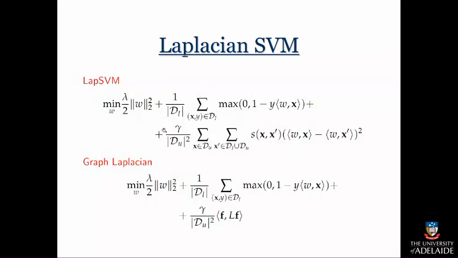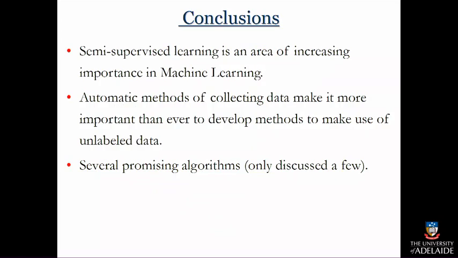And if we rewrite the third term in a compact matrix format, it is just something like this. F is the classification score, and here L is a matrix called the Laplacian matrix. It's calculated using the graph.